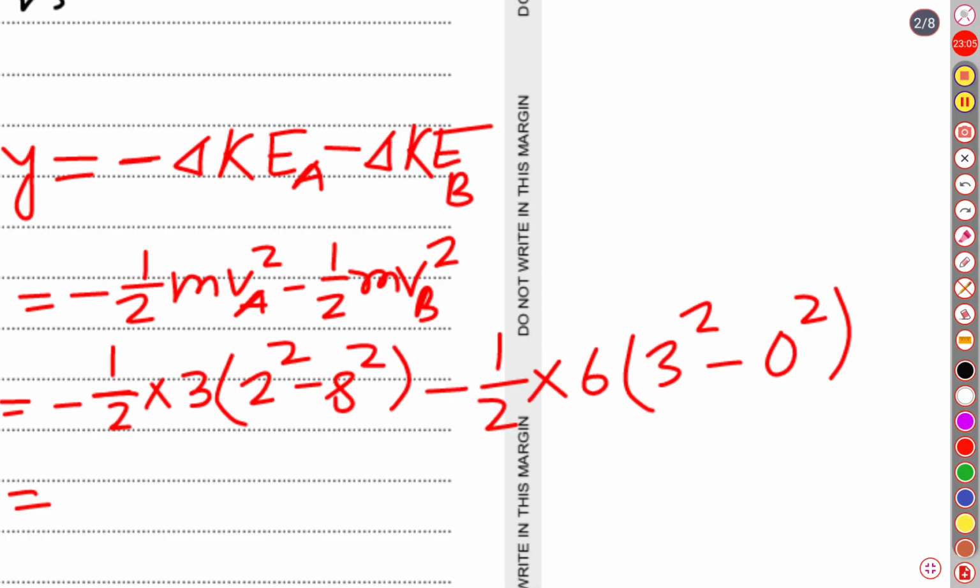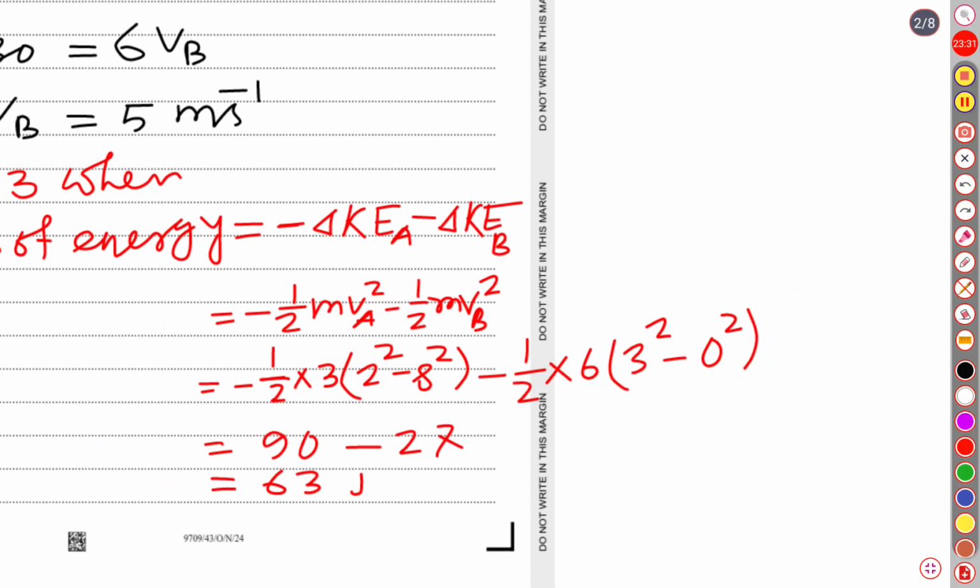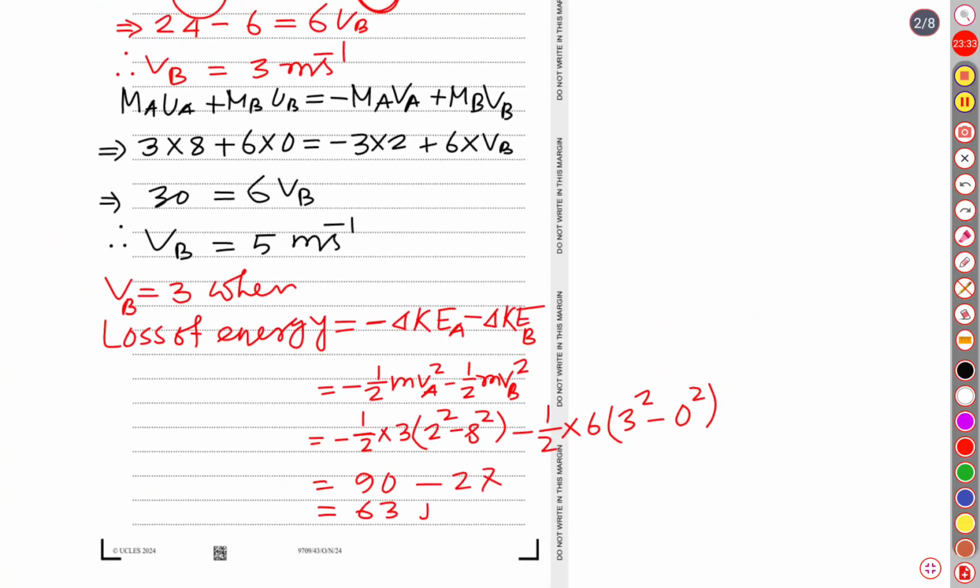So 30 times 3 is 90 joule, minus, here if we divide 6 by 2 it is 3, and 3 square is 9, and 3 times 9 is 27. So the first possible loss is 63 joule, when the final velocity of particle B was 3.